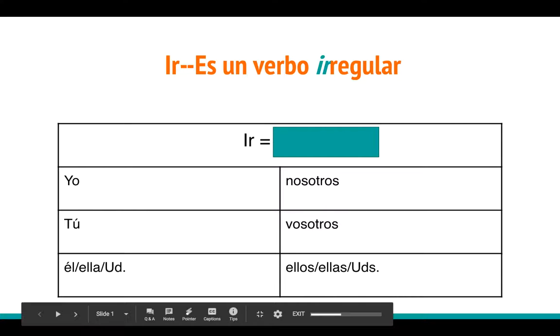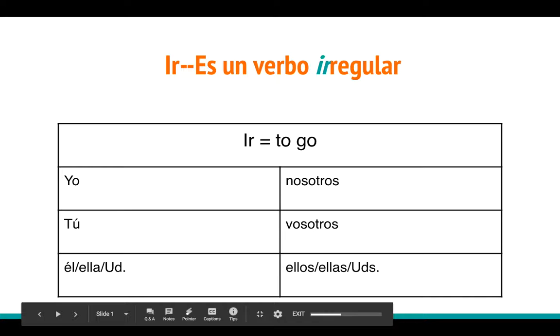So this verb is ir. Es un verbo irregular. I think that's great that it goes together. ¿Cómo se dice ir en inglés? Muy bien. Se dice to go. Y entonces el verbo es totalmente irregular.